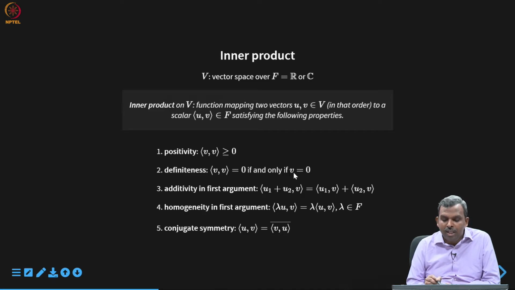It should be 0 only if the vector itself is 0. So no other non-zero vector should give you a 0 dot product with itself. This is an important condition. It should be additive in the first argument, u1 plus u2.